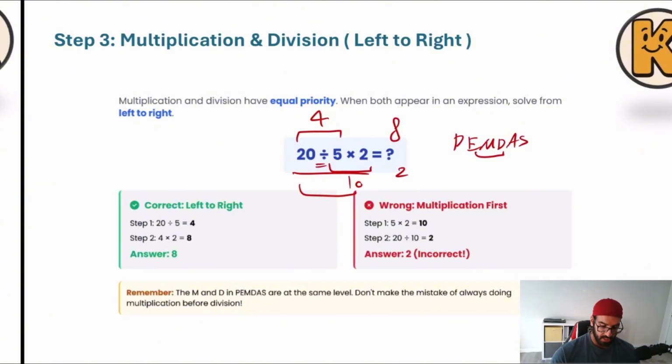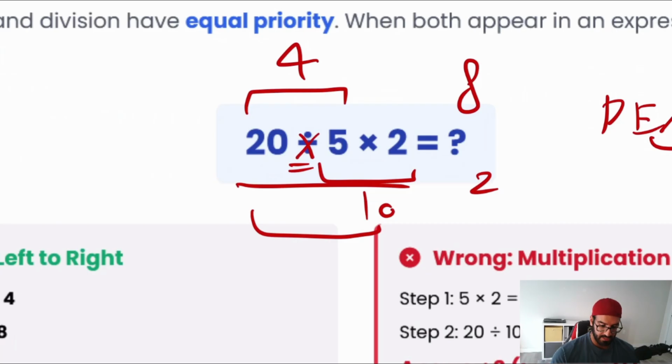Imagine that in this question, instead of division, I had something like this. It doesn't matter whether I have division or multiplication. I have to look to the left side and see what is going on. On the left side, I have multiplication: 20 multiplied by 5, and after that divided by 2. Remember, this is a very common mistake. You can remember that one.